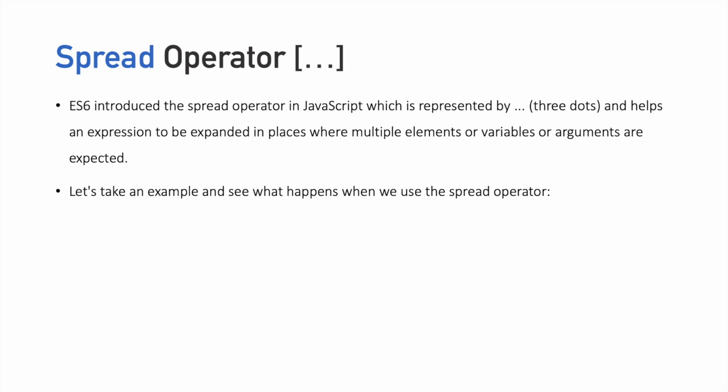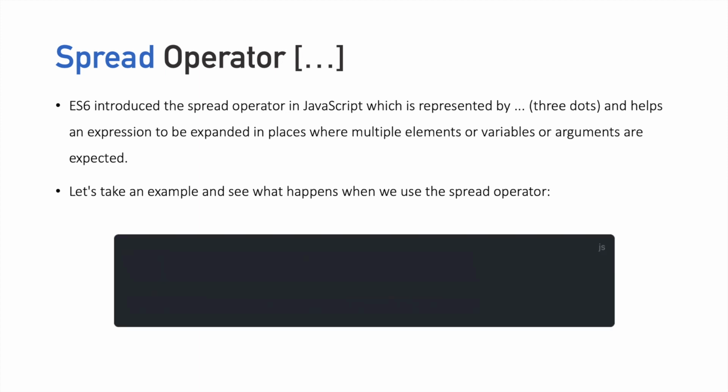So let's take an example and see what happens when we use the spread operator, and what we mean when we say it expands an expression where multiple inputs are expected. Suppose we are given an array1, which is initialized with 3 elements 1, 2 and 3, and we create another array called array2, where using the spread operator we pass array1 as its first element followed by 4 and 5. Now let's directly console log array2 and see what happens when we use the spread operator in this way.